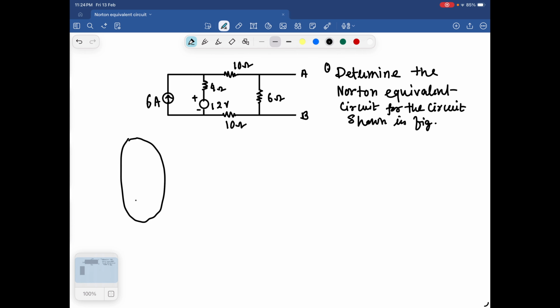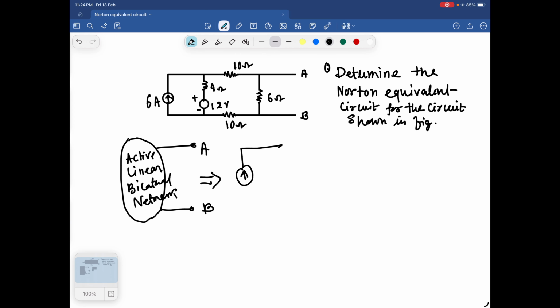Any network, so inside this we can see a two-terminal network A and B. Any two-terminal active linear bilateral network can be transformed to a simple circuit which contains a current source and a parallel resistance. That is any network.